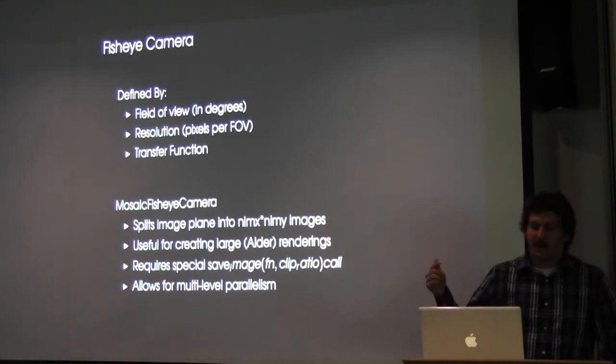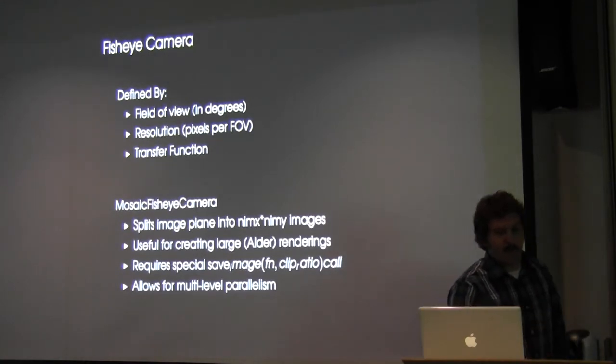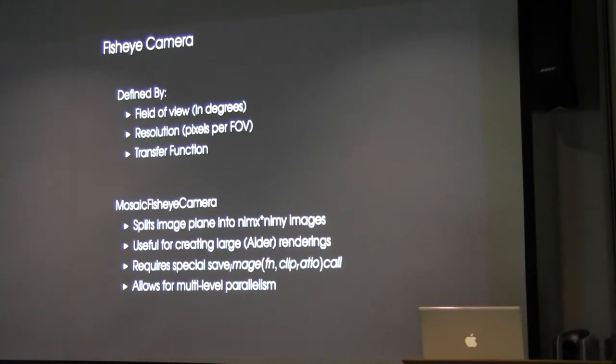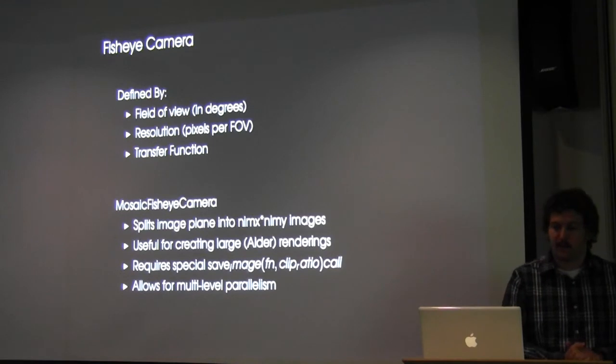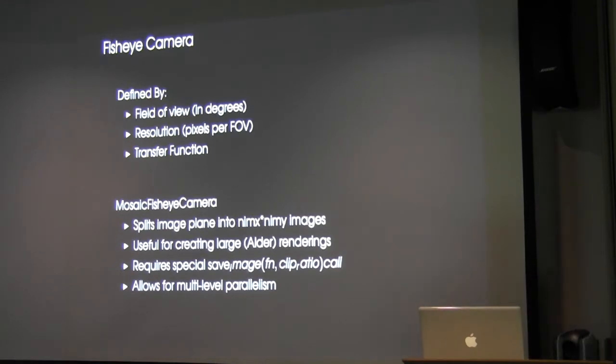Now there's both a fisheye camera and a newly written mosaic fisheye camera. And we wrote this mosaic fisheye camera in the last week or so so that we could split up the possible 8,000 by 8,000 pixel image plane into multiple images and not kill our supercomputers or even laptops. So what this does is split up the image plane into nim_x and nim_y images in the X and Y direction. This is very useful for creating these huge renderings because otherwise you'd have to store that image plane on every processor that you're using to make this rendering.